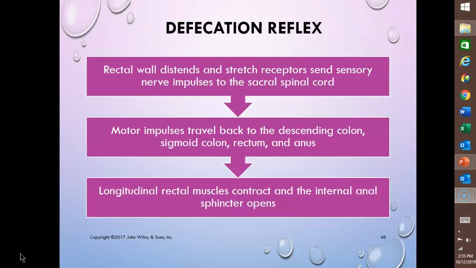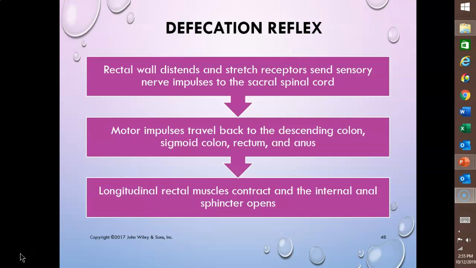Mass peristalsis pushes that fecal material from the sigmoid colon into the rectum, and it results in a distension of the rectal walls. That's going to stimulate stretch receptors, which initiate a defecation reflex that usually results in defecation, or getting rid of the feces from the rectum through the anus. The defecation reflex occurs in response to distension of the rectal wall. The receptors are going to send sensory nerve impulses to the sacral spinal cord.